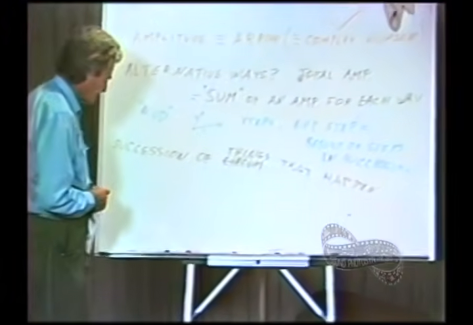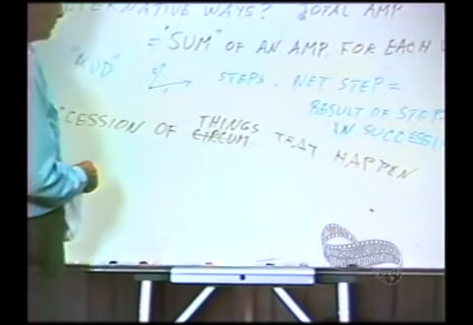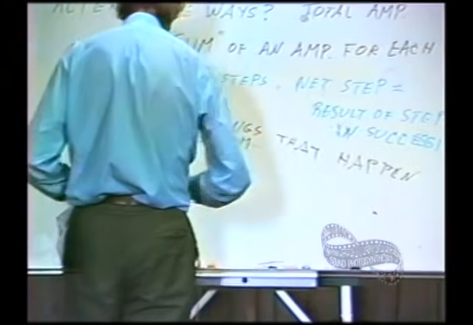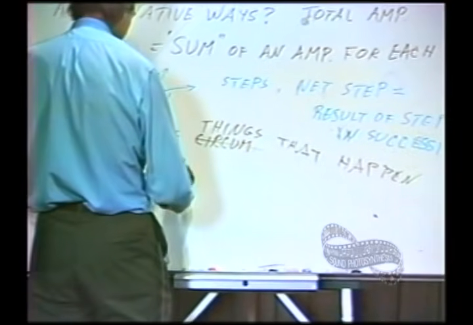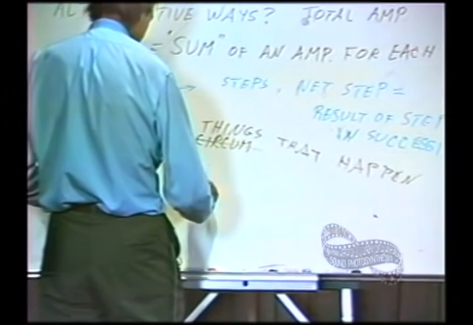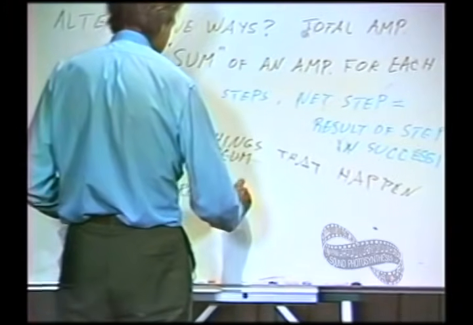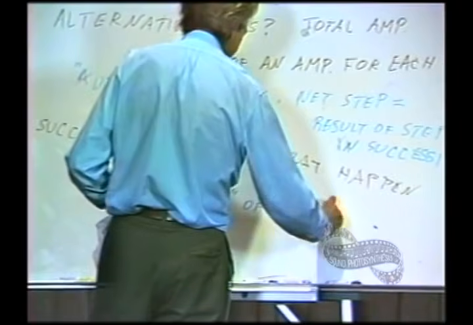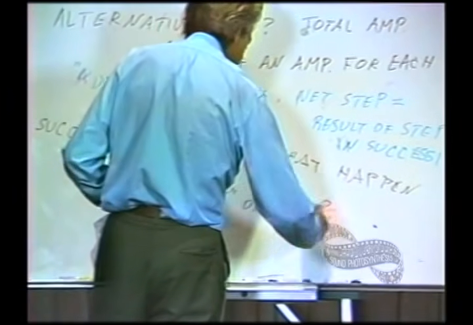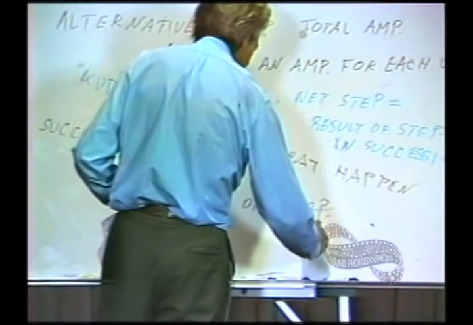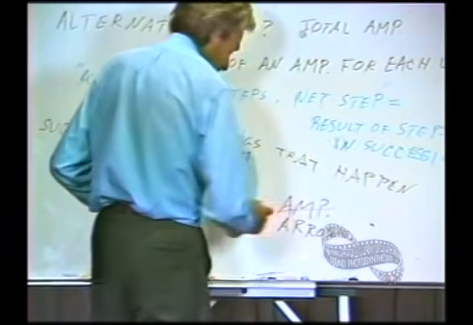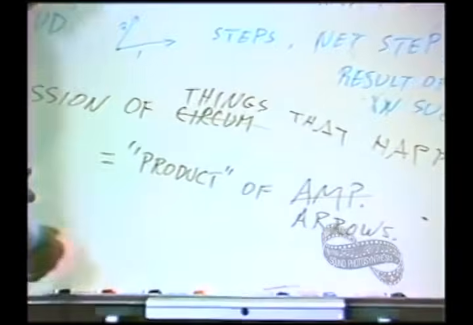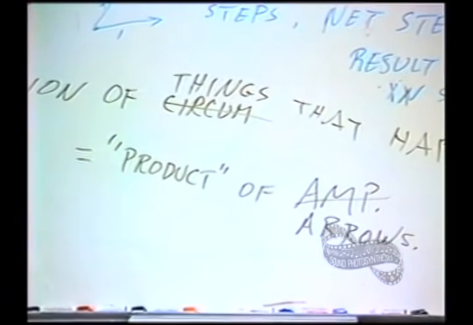If it's a succession of things that can happen, what do we do to get the net amplitude? The answer is, it's equal to what we call the product, or the multiply of amplitudes. Now that's a new one. What does that mean? Amplitudes, remember, are arrows. How do you multiply arrows, and what do you mean? I have to define it. I define adding by saying arrows look like steps, and what we do is we add for the successive steps.